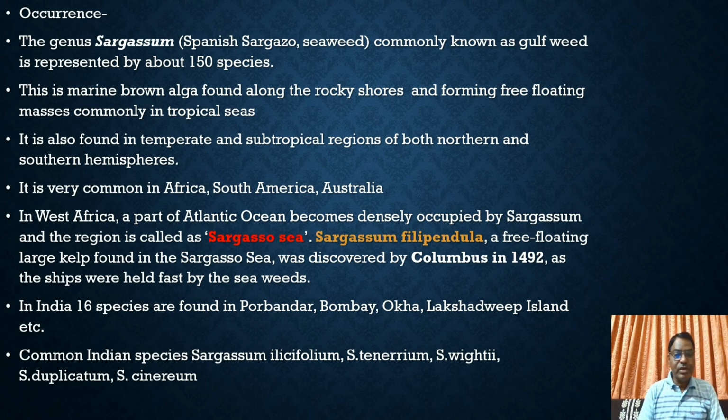Among the 16 species that are found in India, the most common species are Sargassum illicifolium, Sargassum tenerium, Sargassum whitei, Sargassum duplicatum, and Sargassum cinereum. So these are the most common Indian species that occur or grow in Porbandar, Bombay, Oka, Lakshadweep Island.